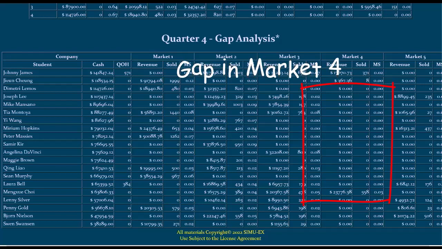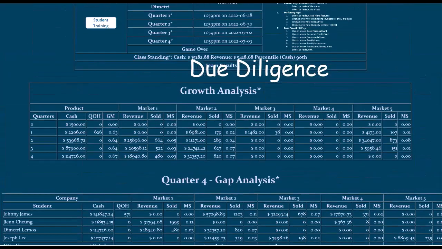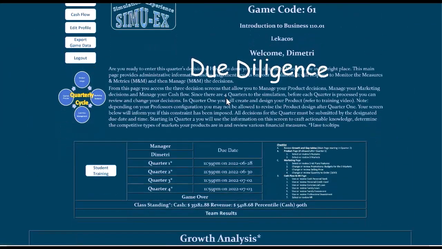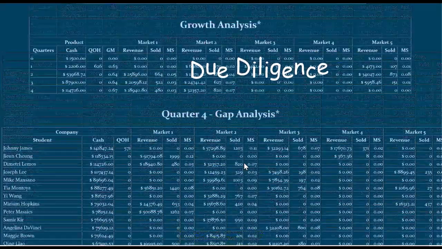But what does that mean? Since we're only able to sell into 3 markets, that means we have to move a product from one market to the other. So we may want to take a product that is not selling that many products and move it into Market 4 where we have less competition. So the idea is on our control panel, this is where we perform our due diligence before we go into product, marketing, and cash flow decision making. We look at our milestones, we look at our growth, and we look at our gap analysis.